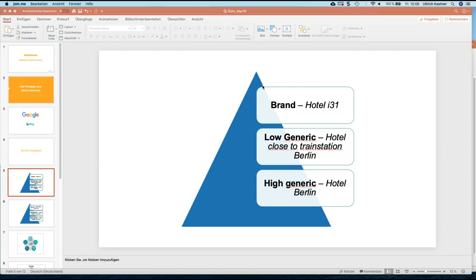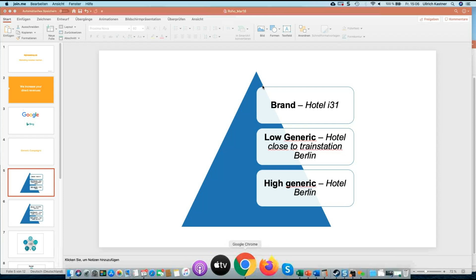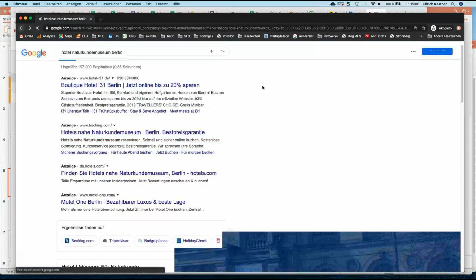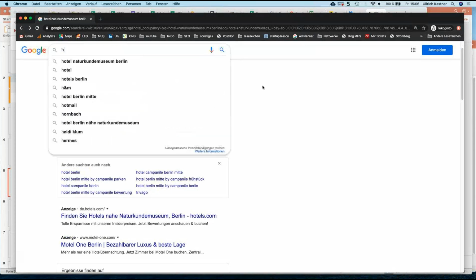So what's the difference between a brand and a generic campaign? And I gave you an example here on the screen. If you talk about brand campaigns, this is really if someone searches for your hotel brand. So if you have a hotel name like Hotel I-31, someone goes on Google or Bing and types in Hotel I-31 or your hotel name, whatever it is. So it's a specific search for your hotel name.